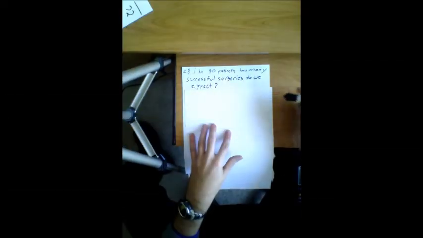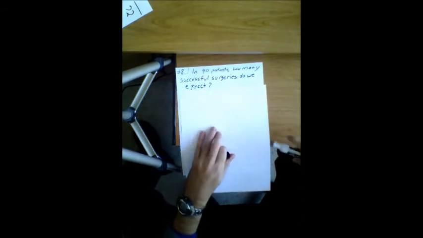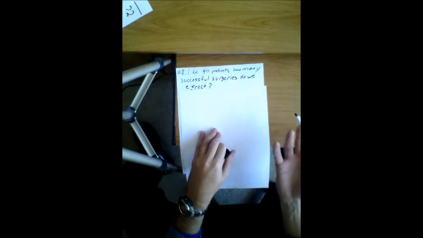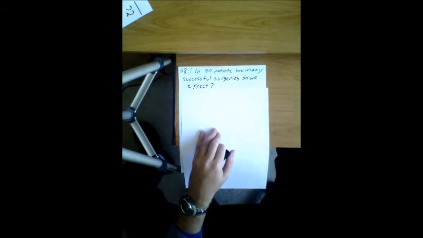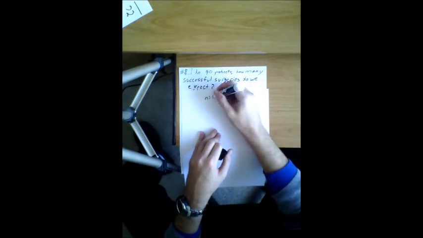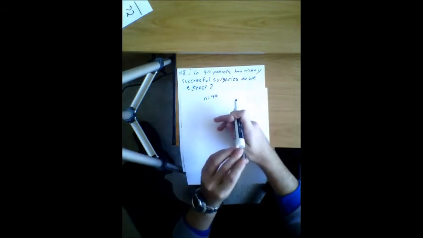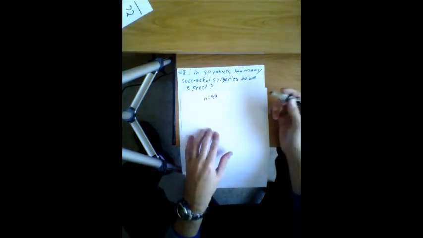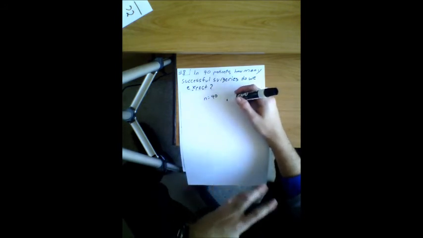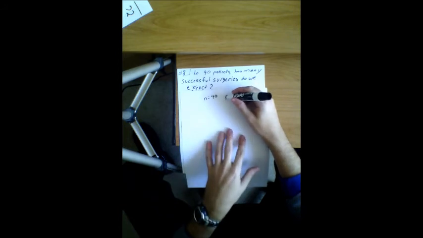In 40 patients, how many successful surgeries do we expect? Here we're talking about the total number of successful surgeries we have. We're not saying anything else. So we've got this fixed n here. N is 40. That's fixed, right? And we want to know the total number. Because I don't care which ones they are, just the number of successes, this is binomial.